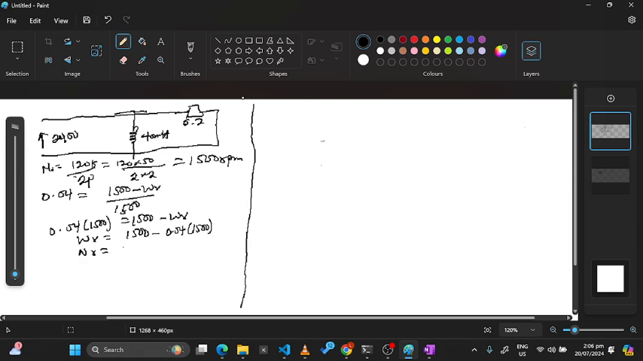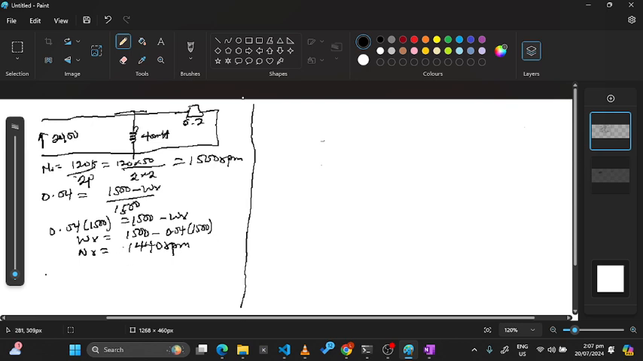Please give me a second. Let me punch it. Okay, so this should give you 1440 RPM. Okay, so then that should be the speed of the motor. Then the next one is for us to find the torque.